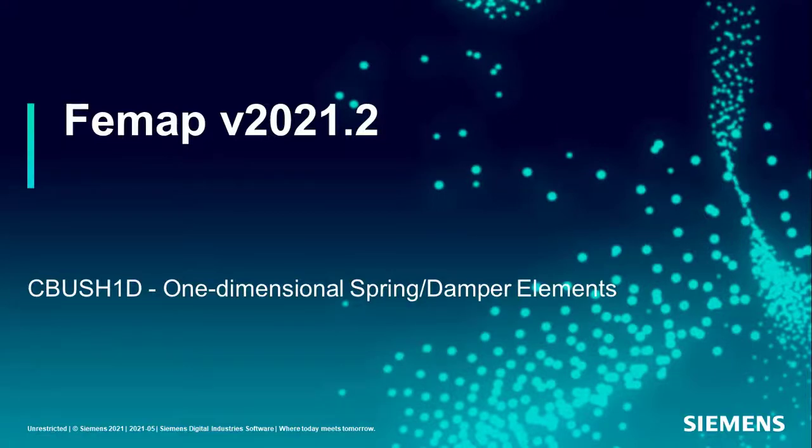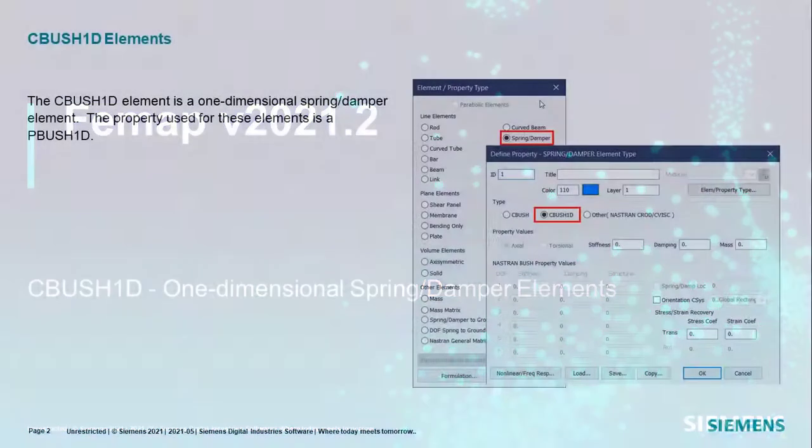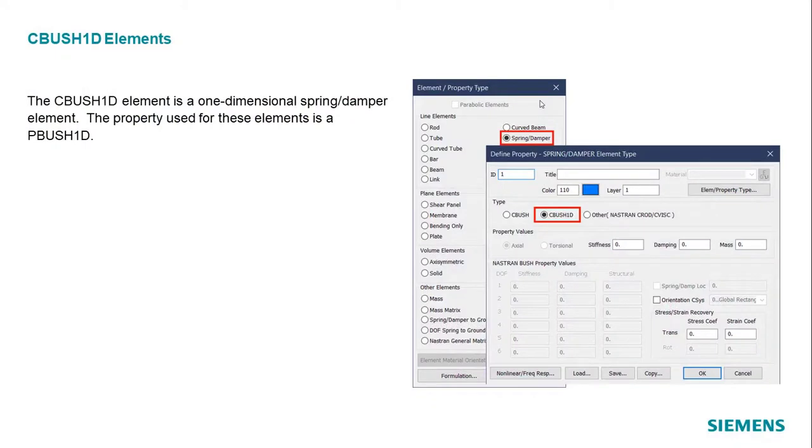With the release of Femap version 2021.2, Femap extends its support for Nastran with the creation and editing of CBUSH1D spring and damper elements. A CBUSH1D element is a one-dimensional spring damper element. The property used for these elements is a CBUSH1D. You define this property using stiffness and damping coefficient values.